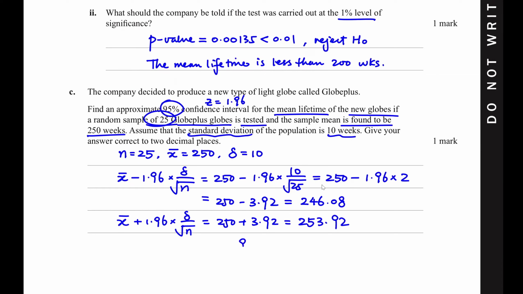253.92. Therefore, a 95% confidence interval is 246.08, 253.92, something along this line. Let's write this properly. Okay, so that is pretty much the question 4. And let's have a look at the further questions.